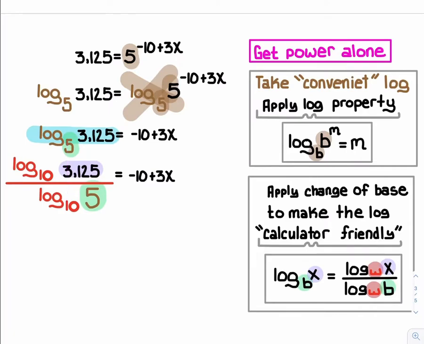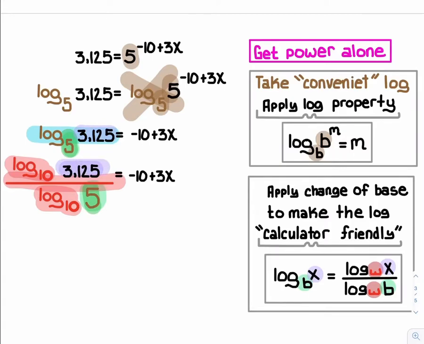Okay, that can be a little tricky, so let's recap that one more time. We wrote log base 10 over log base 10. Then we took the old base number 5 and we moved that to the bottom. And then what we were taking the log of, 3,125, went to the top.